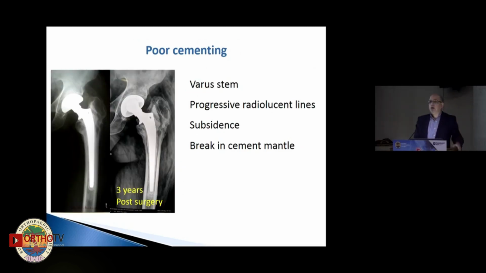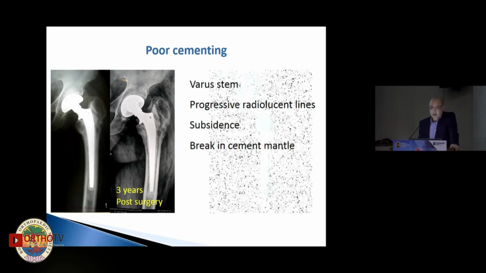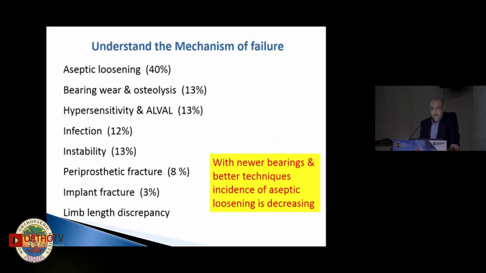Occasionally, it's not always polywear which causes aseptic loosening. You can have poor cementing which can cause it. Here, just 3 years post surgery, you can see the stem is in varus, and there's very poor cement along the distal end of the stem. So you have progressive radiolucent lines, subsidence, and a break in the cement mantle. Now remember, a radiolucent line in a cemented hip is not a sign of loosening. The line has to be progressive. And again, this required a revision.